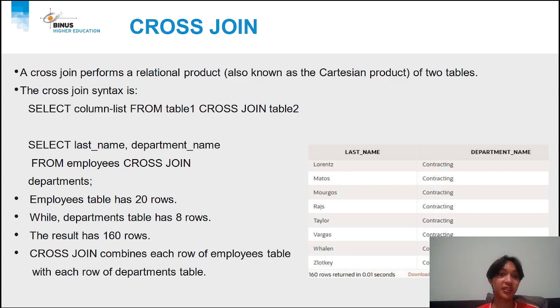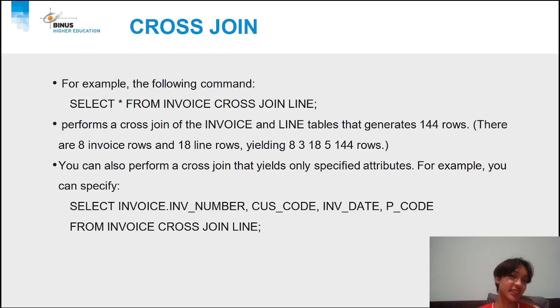So cross join is a join that performs a relational product, also known as the Cartesian product, of two tables. And in here you can see there is some example of the cross join. It's like select column list from table. So there's some example in here: select from invoice cross join line, and you can also perform a cross join that yields only specific attributes. Example like this code below.